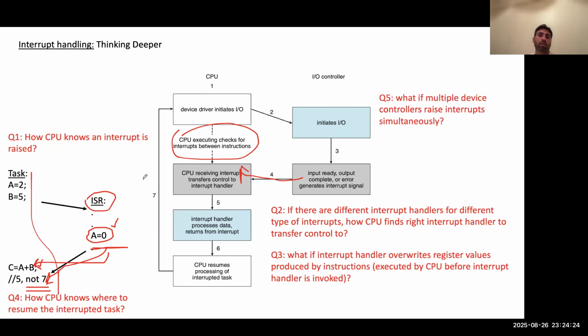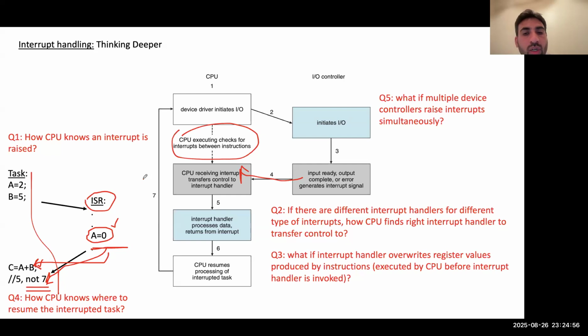Another question which we can ask is, what if multiple device controllers raise interrupts simultaneously? As I said, this figure is simplified, but in a real situation, you have multiple device controllers which are active at the same time, and it is possible that they can raise interrupts simultaneously. If that happens, then how should we manage the situation?